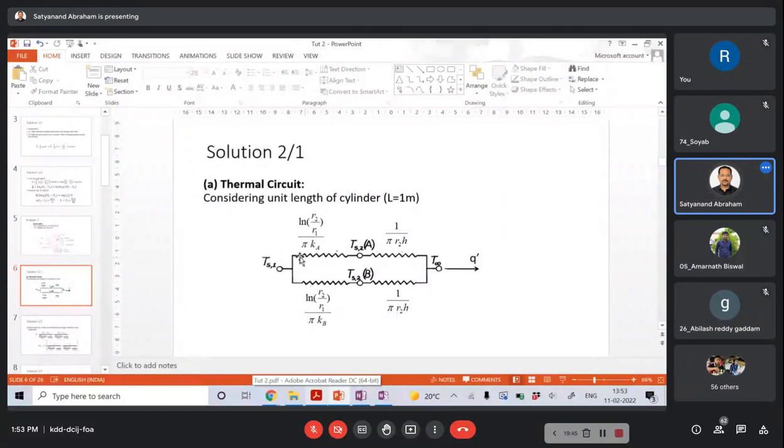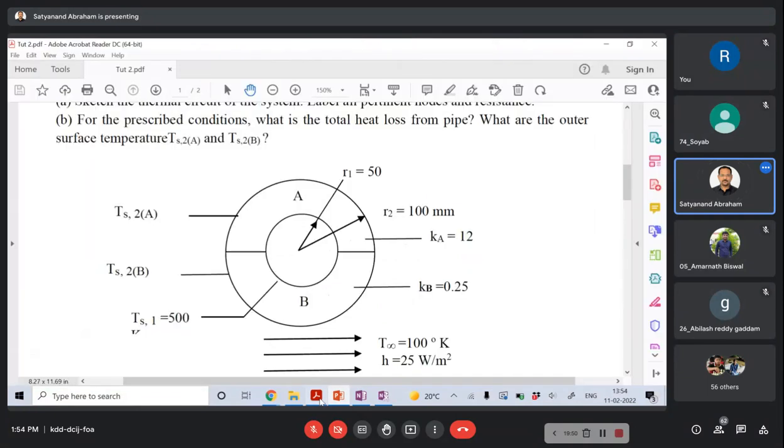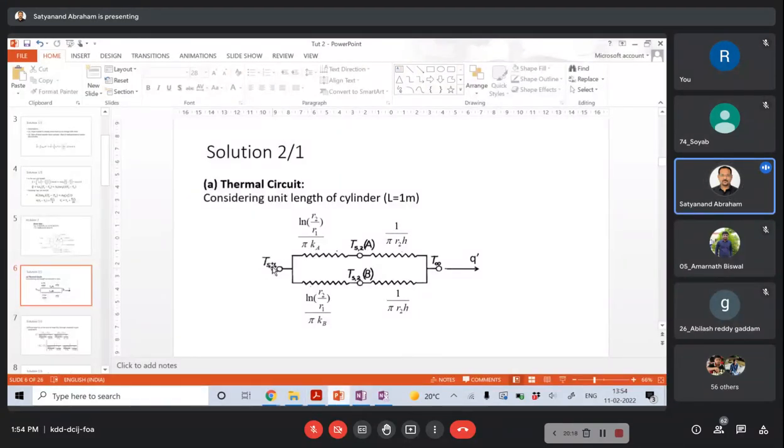So here you can see we are going to have two parallel resistances. First, we can assume it starts from here, at a temperature given as 500 Kelvin. From here, through the material, through the surface, one resistance is there, and after this there is going to be one more resistance. Likewise here also, through the insulation, one resistance, and after this, convection resistance. That is what is written here: TS1 to T surface B.